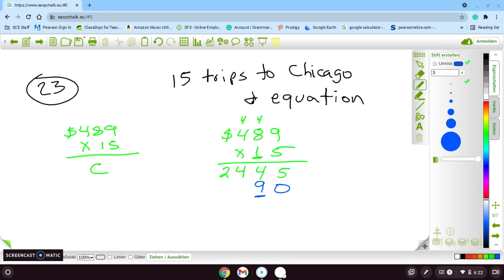So I'm going to put in my placeholder. 1 times 9 is 9. 1 times 8 is 8. 1 times 4 is 4. So we're going to add this up. 5 plus 0 is 5. 9 plus 4 is 13. Regroup my 1. 1 plus 4 is 5. 5 plus 8 is 13. Regroup my 1. 1 plus 2 is 3. Plus 4 is 7. Put my dollar sign on it because it's money. And they're going to spend $7,335 to go to and from Chicago 15 times because it was round trip.